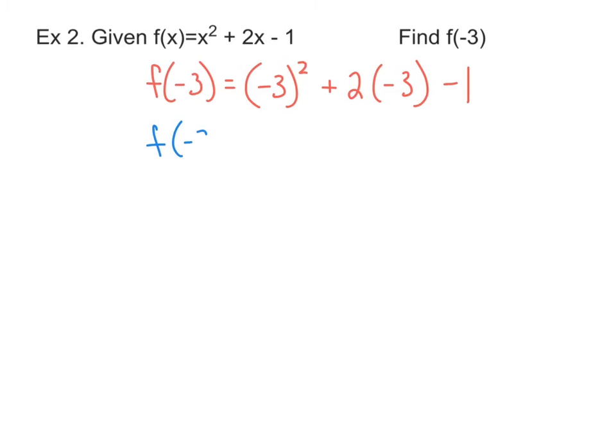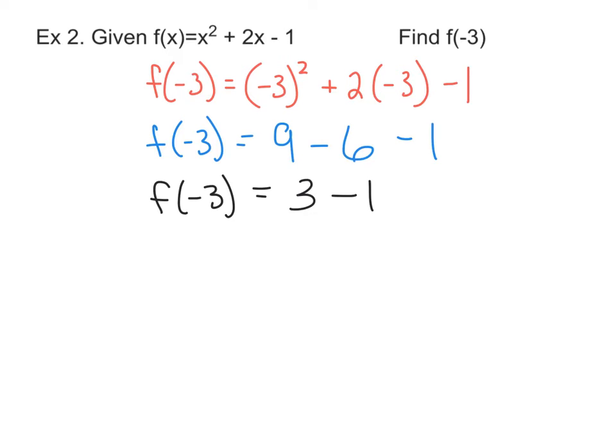So here I have f of negative 3. Now remember, when I square a negative, that negative is gone because it's the same thing as negative 3 times negative 3, which gives me a positive 9. 2 times negative 3 would be a negative 6 or a minus 6, and then minus 1. And again, just take it step by step. 9 minus 6, by the way, is 3. So I have 3 minus 1, which gives me 2. So again, if I was writing the ordered pair for this, I would go, okay, the x value is negative 3, and the y value then is 2. So if I would see this on a graph, that's exactly where I would find it. I would find that point.